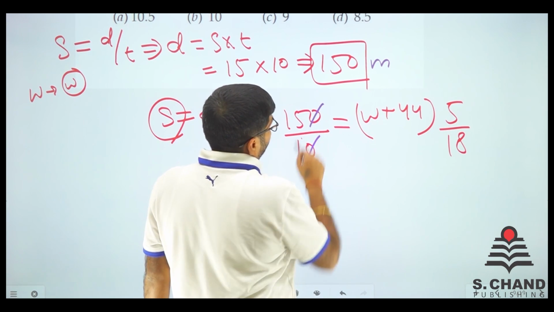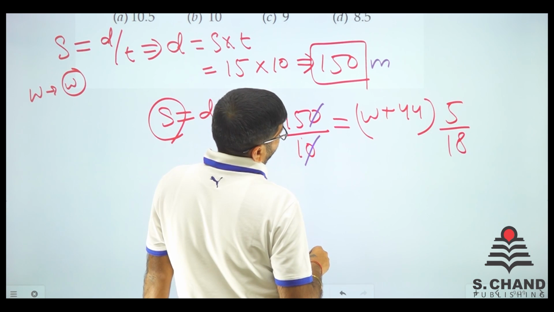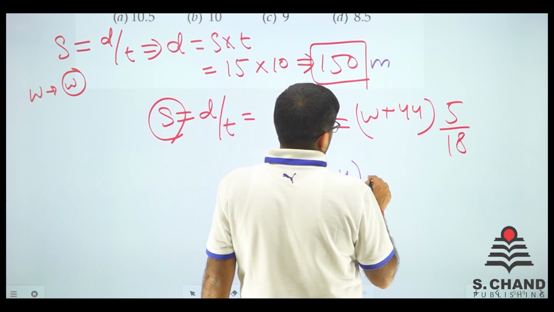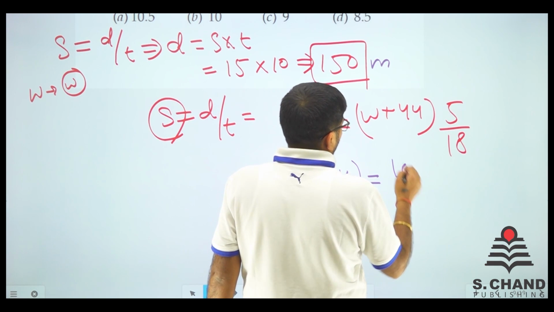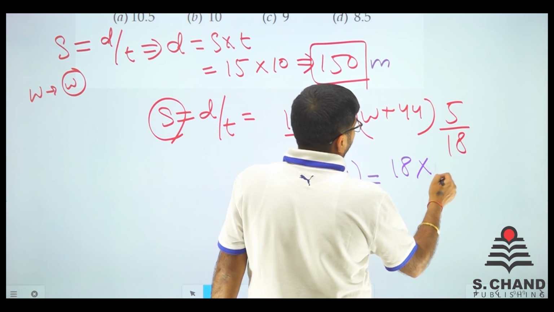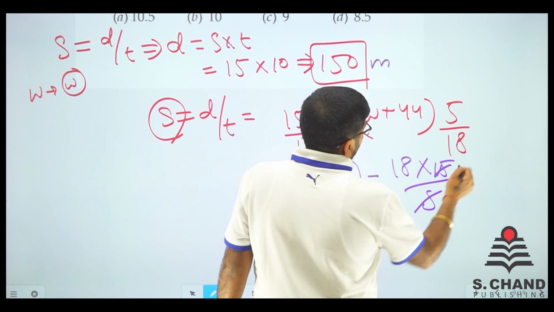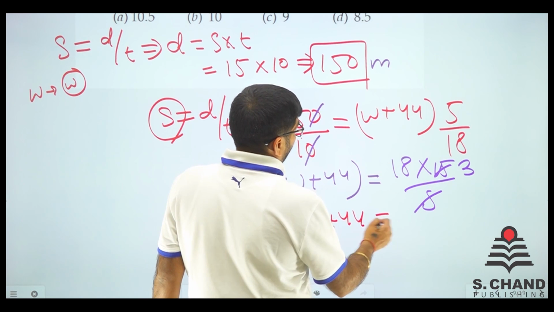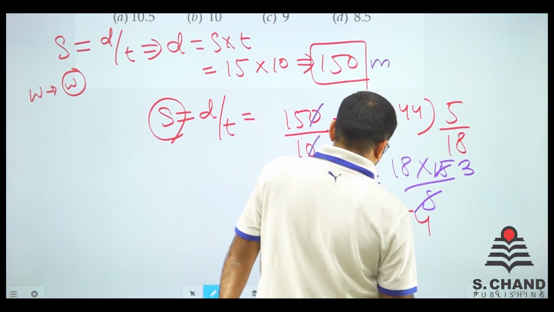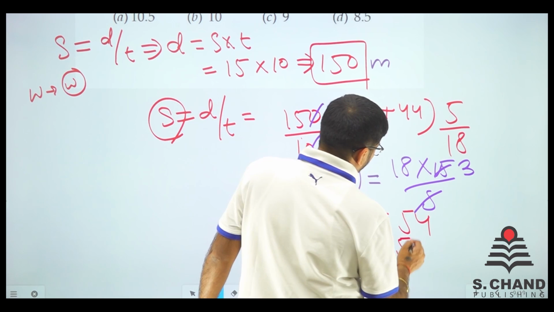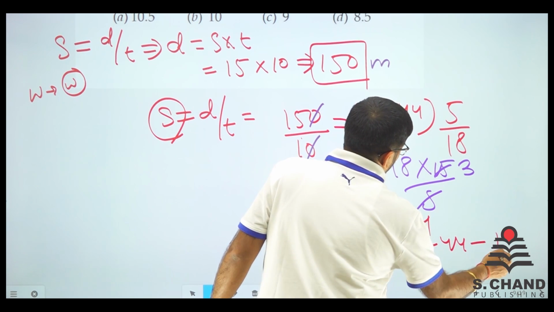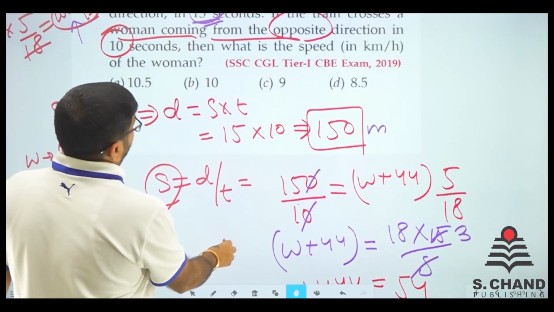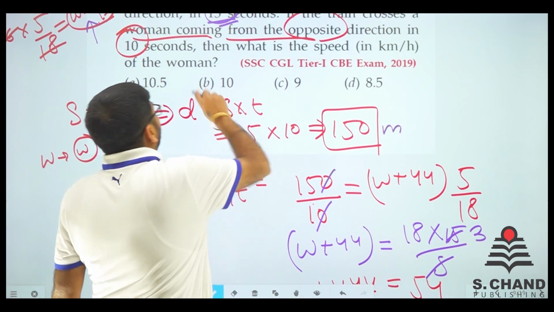What we do is the zero cancels with the zero. We have W plus 44 is equal to 18 into 15 by 5. So we have 3. So W plus 44 is equal to 18 into 3, which is 54. So W is equal to 54 minus 44, which is 10. So 10 km per hour is the speed, right? Here we go, 10 km per hour.